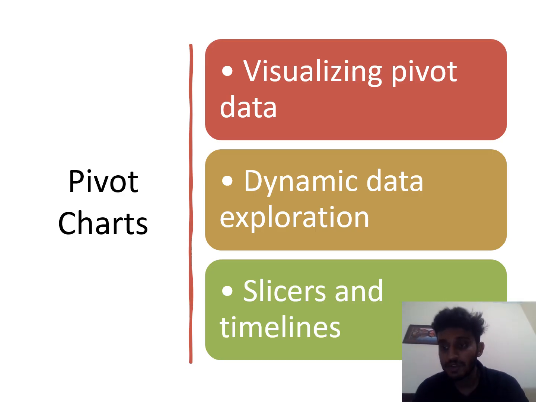Pivot charts are visual representations of pivot tables. Once you create a pivot table, you can easily convert it into a chart. These charts are dynamic. If you update the data or structure in the pivot table, the chart updates automatically. Pivot charts help visualize summaries like total sales per region or average profit by product. You can use bar, line, column or pie charts with pivot tables.